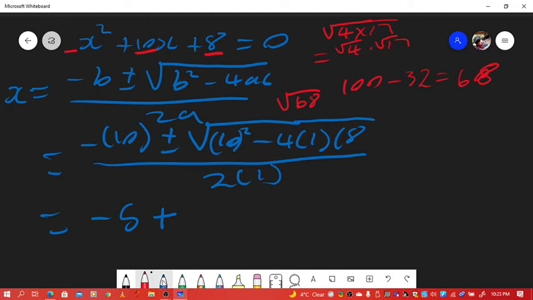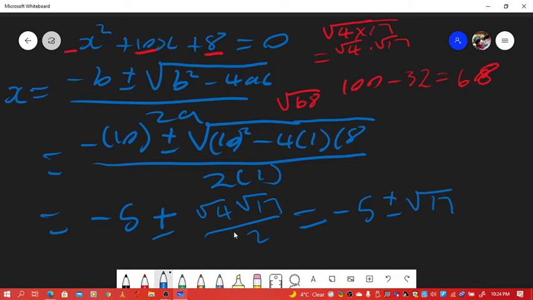So this plus or minus the square root of 4 times the square root of 17 over 2, which everything is equal to minus 5 plus or minus the square root of 17. The square root of 4 is 2, then the 2s cancel. So these are the two solutions, because it's plus or minus this.